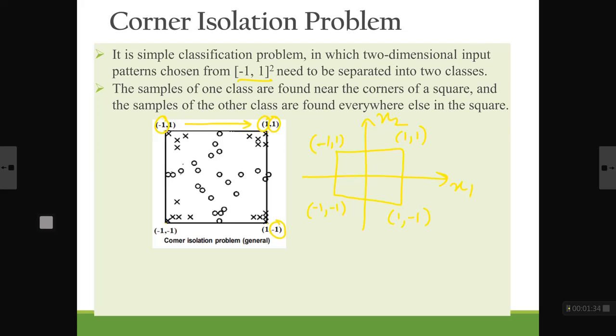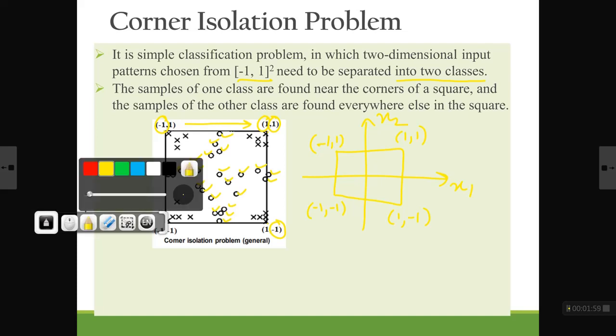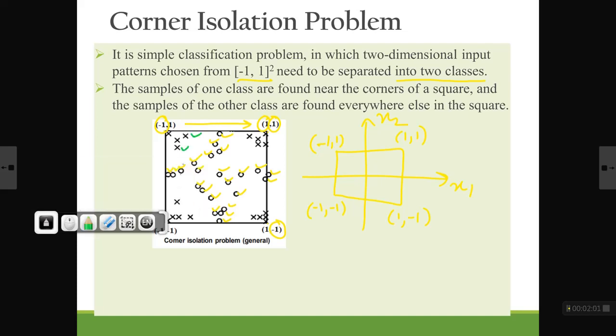So this is the square which is taken into consideration, and in this particular square there are two different types of patterns. So there are patterns belonging to two different classes. Now which are those patterns? You can see here there are small circles. These all belong to one particular class, and then there are crosses which belong to another class. So there are two different patterns. So these are the crosses.